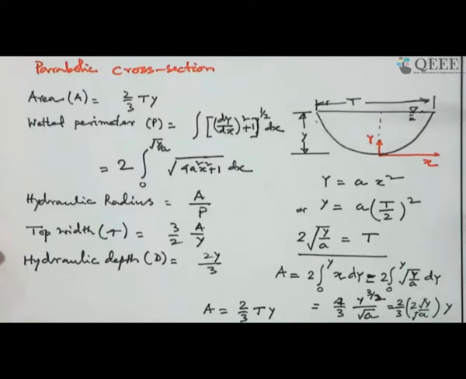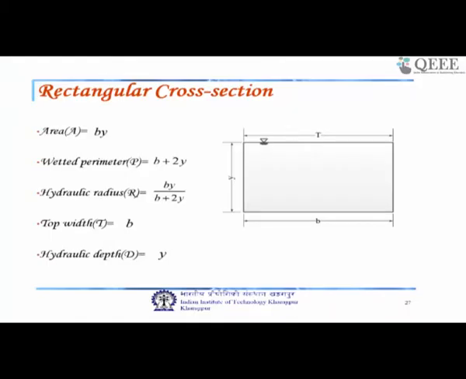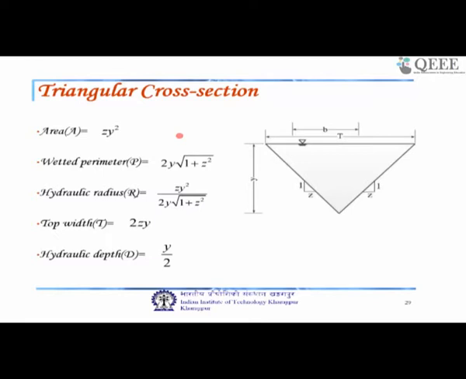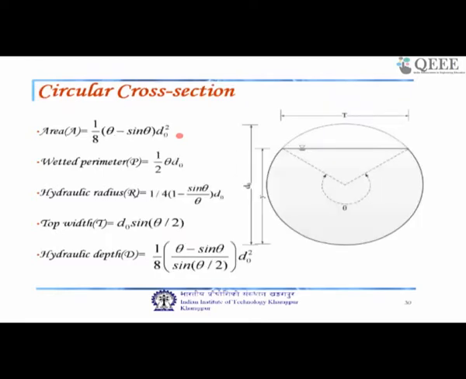So, now let us talk about the circular cross section. In this circular cross section, things are similar, but in this case we can divide the circular cross section into two parts. One will be this triangular portion, and another one this arc portion.